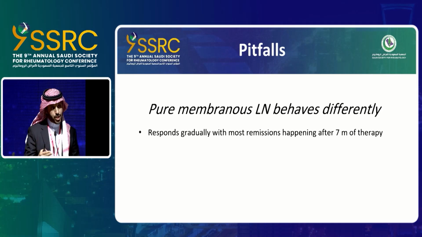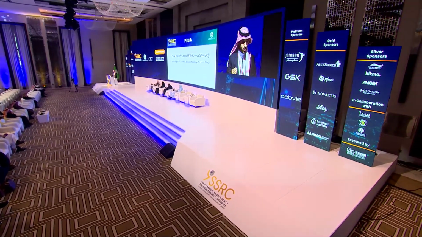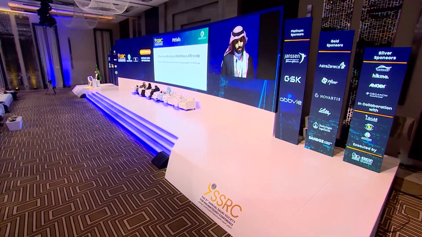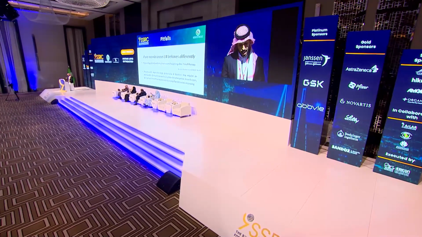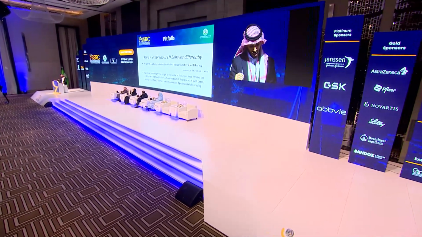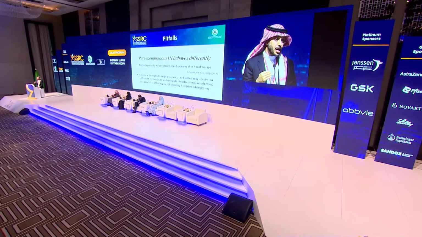Most of the remissions, partial and complete, started to be there after 7 months of therapy. And this is almost consistent, in the small studies conducted on pure membranous nephropathy. Because of that, there is a comment from the EULAR with regard to those patients with nephrotic range proteinuria, lupus nephritis with nephrotic range proteinuria.